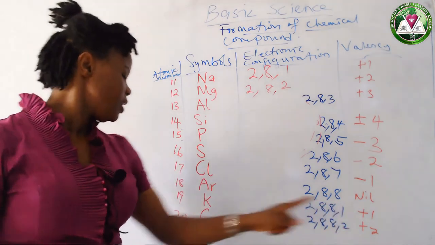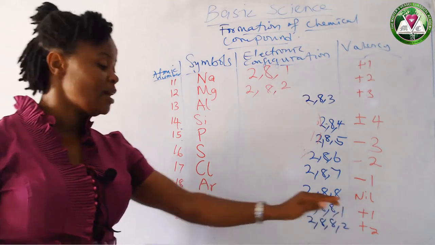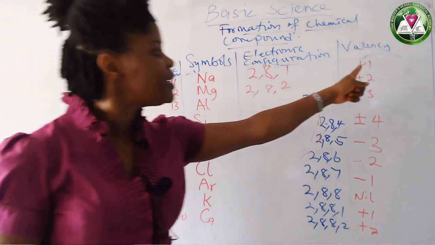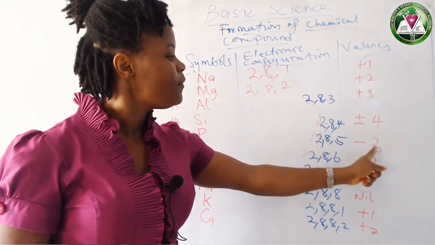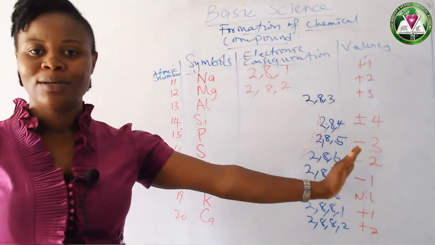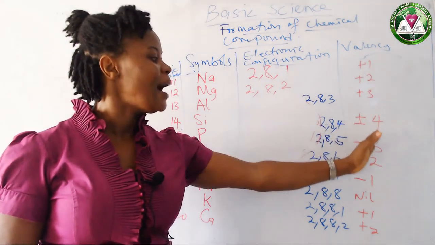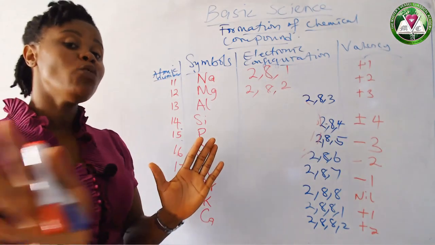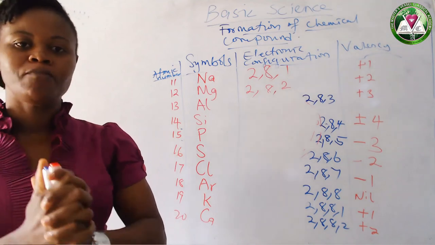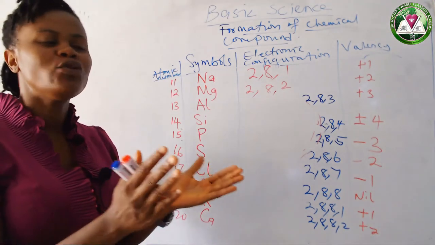Then this other one, potassium is plus, calcium is plus, meaning that potassium and calcium, they are what? They are all metals. So these numbers here, 1, 2, 3, 4, 3, 2, 1, 1, 2, those are the valence electrons. With these numbers, any element can combine with another element to form a chemical compound. But we don't just pick any element and start combining. No. We have procedures.